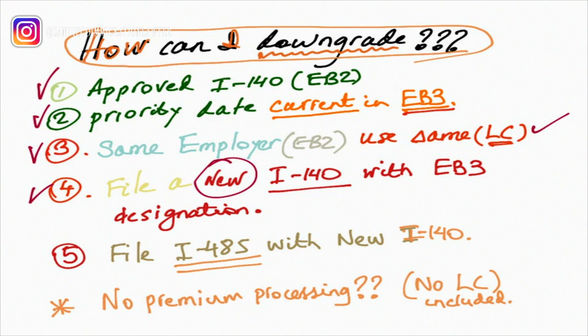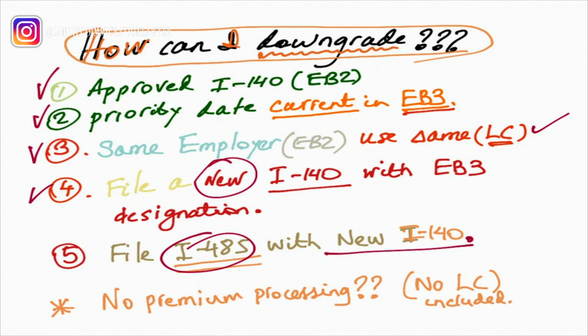But what is interesting here is that now that we have this new I-140, and this I-140 is going to be approved, if you file this I-140, you can file an I-485 as well with this new I-140. That's the whole point, because what the I-485 is going to do is allow you to adjust your status. The point is that because EB3 is current, and you're using this new I-140, you're going to be able to file this I-140 with a new I-485.